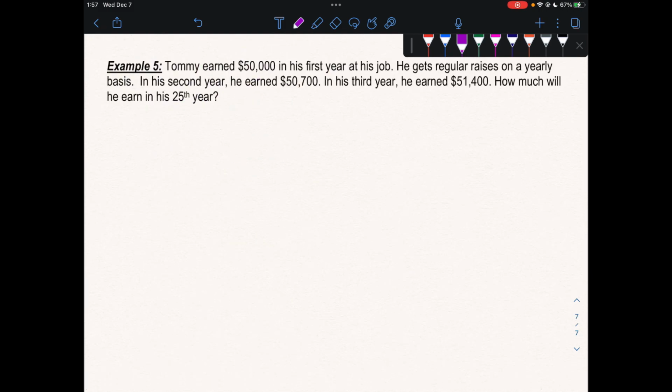All right, last one here, a word problem. Tommy earned $50,000 in his first year at the job. He gets regular raises on a yearly basis. His second year, he earned $50,700. His third year, he earned $51,400. How much would he earn in his 25th year?